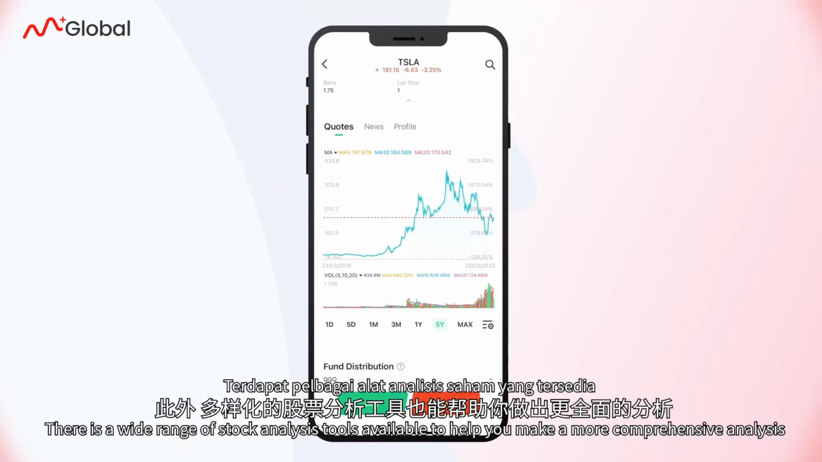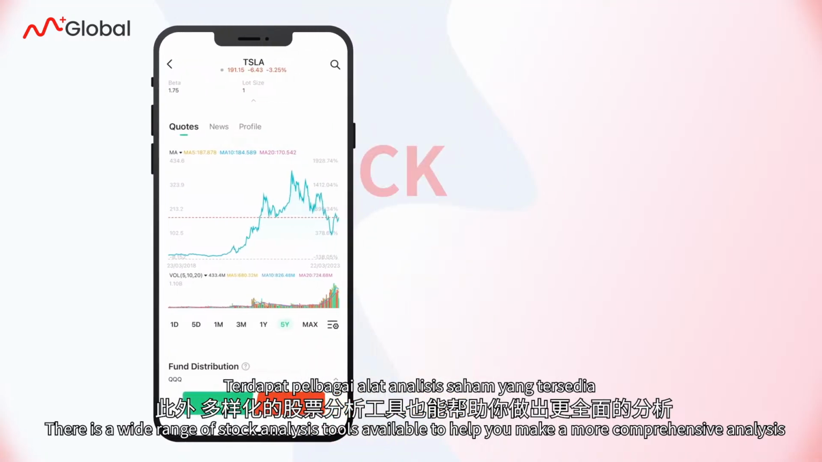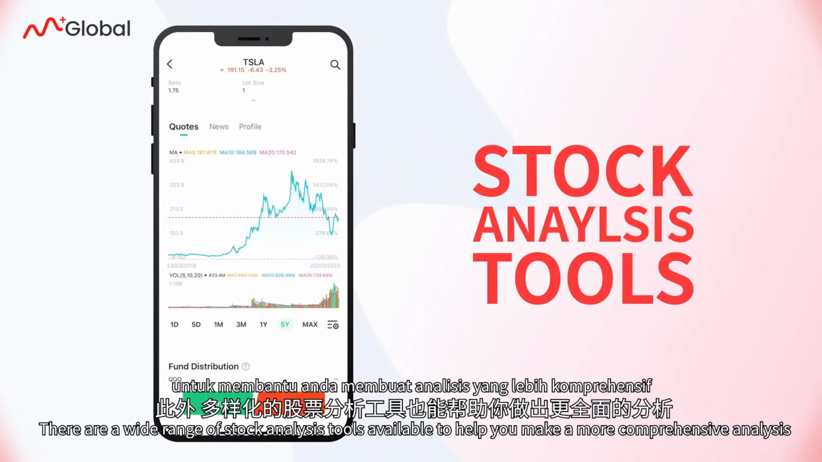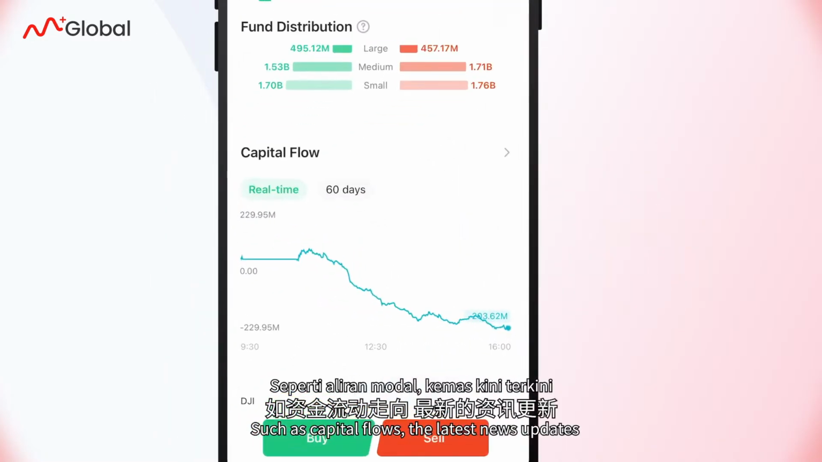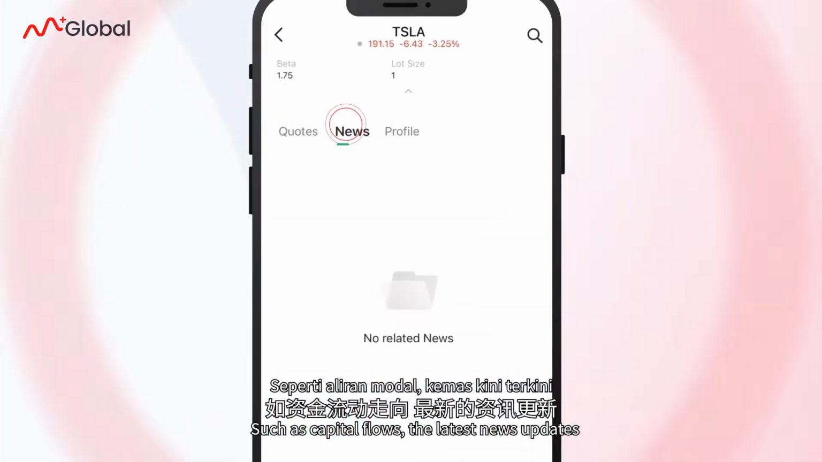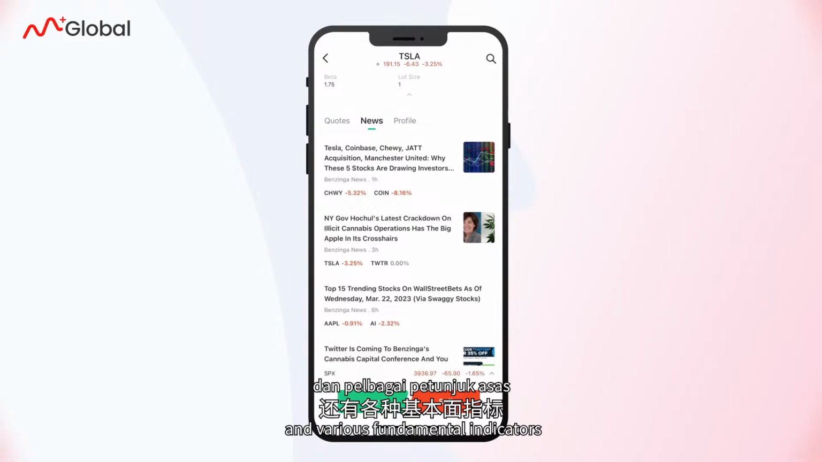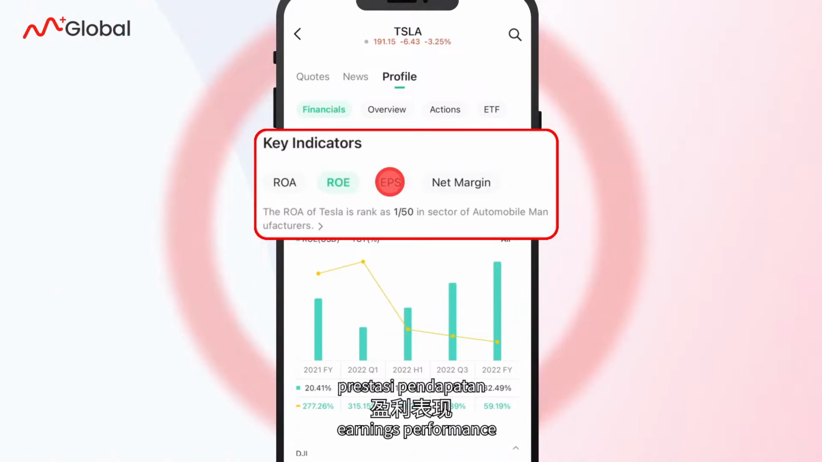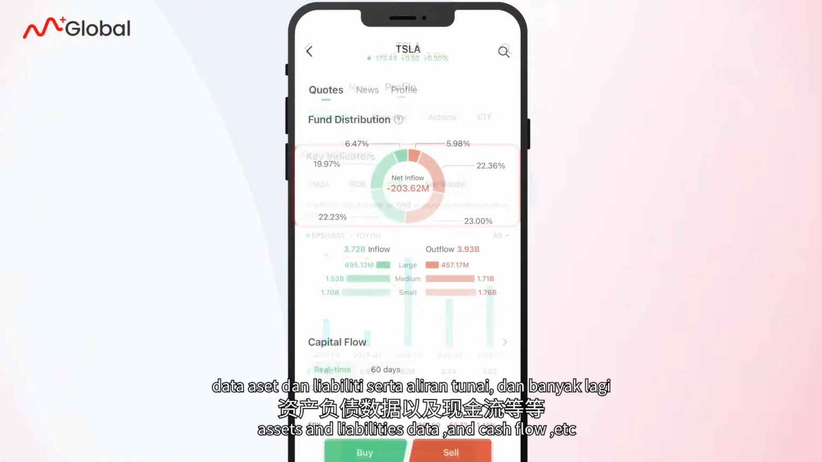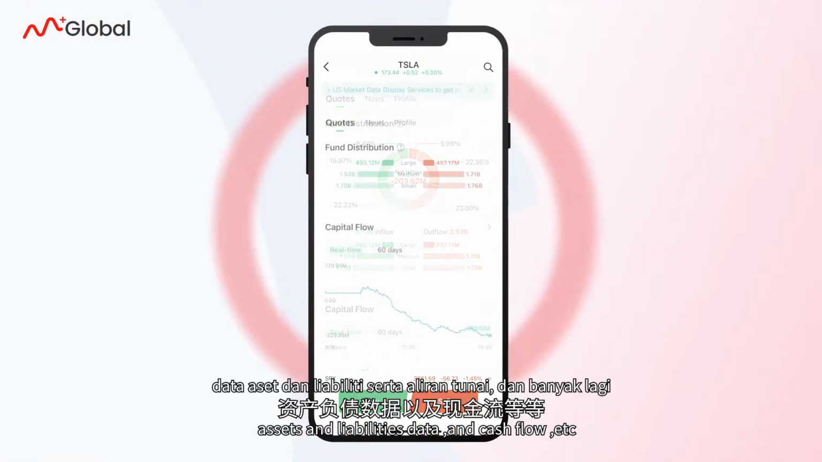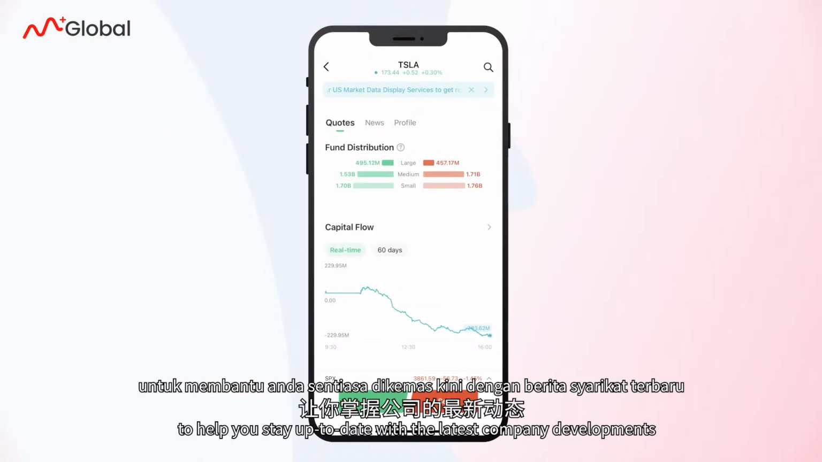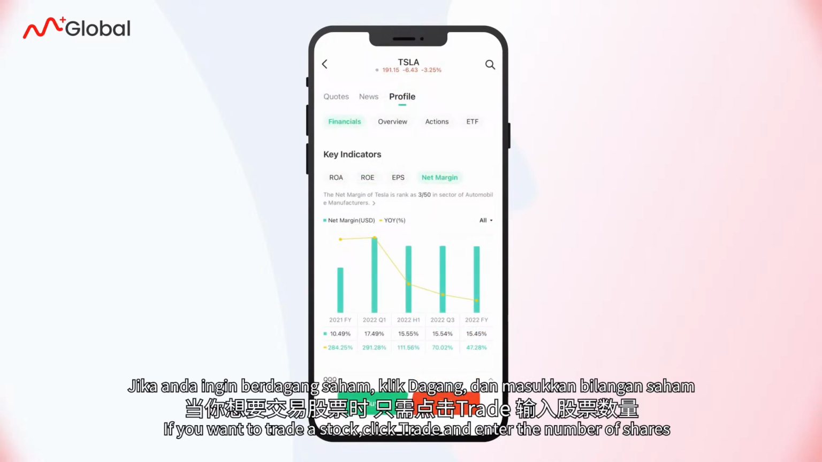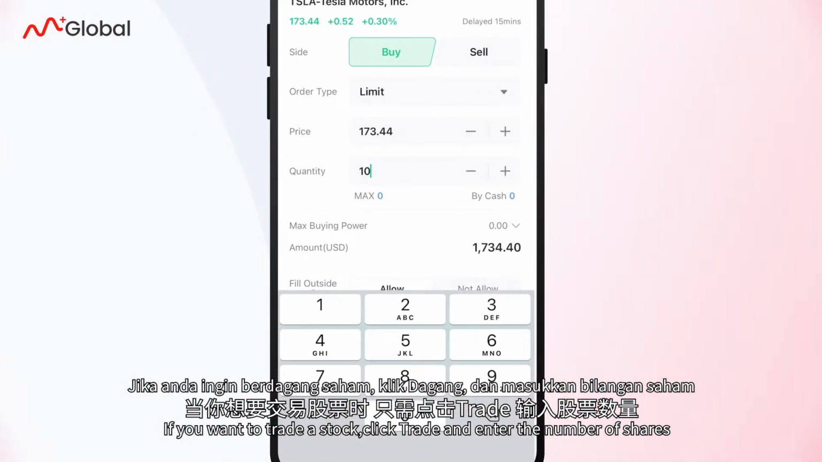There is a wide range of stock analysis tools available to help you make a more comprehensive analysis, such as capital flows, the latest updates, and various fundamental indicators. This includes ROE, earnings performance, net profit margin, assets and liabilities data, and cash flow, and more to help you stay up to date with the latest company news. If you want to trade a stock, click Trade and enter the number of shares.